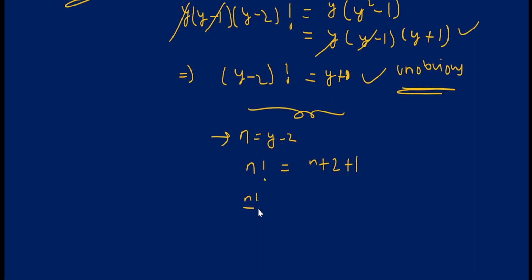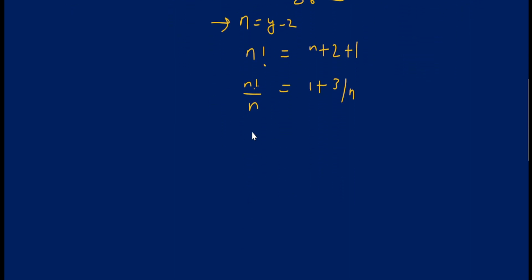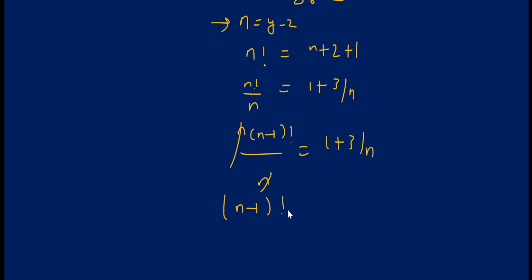Now let's divide by n on both sides. So we have n factorial by n as 1 plus 3 by n. Now you can write n factorial as n into n minus 1 factorial, so n into n minus 1 factorial by n is equal to 1 plus 3 by n. Let's cancel out n. We have n minus 1 factorial is equal to 1 plus 3 by n.